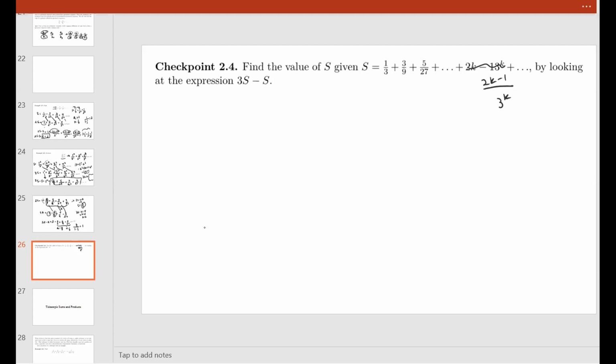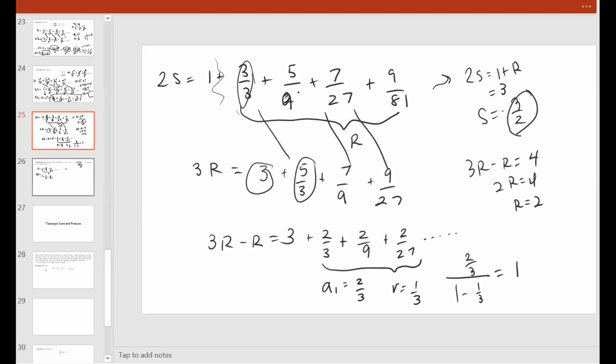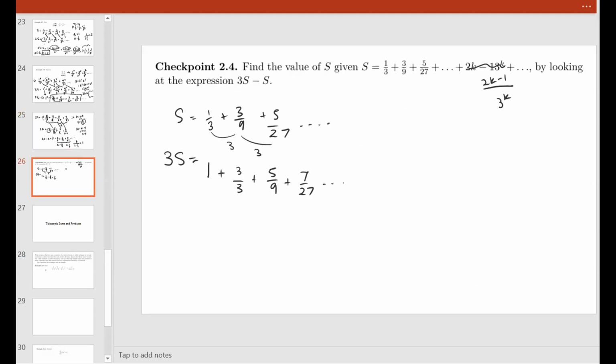Okay, I'll start to go over the solution now. So we have s is equal to 1/3 plus 3/9 plus 5 over 27, and so on. Again, we'll multiply s by 3 because that's the common ratio in our denominator, because 9 over 3 is 3 and 27 over 9 is 3. So we get 1 plus 3 over 3 plus 5 over 9 plus 7 over 27, and so on.